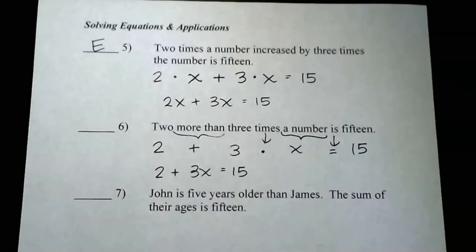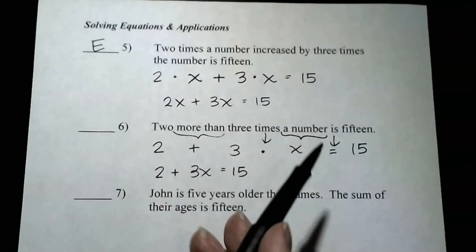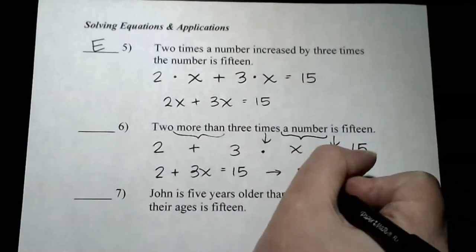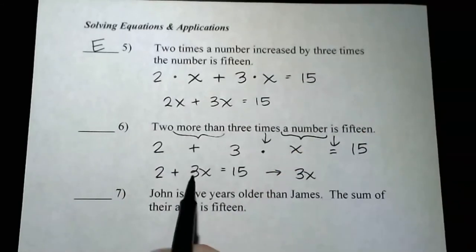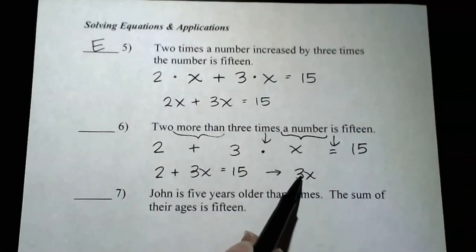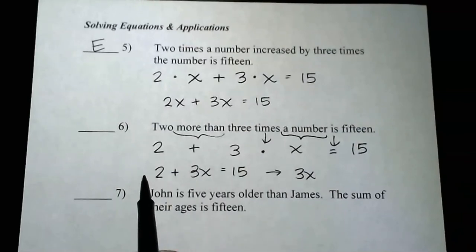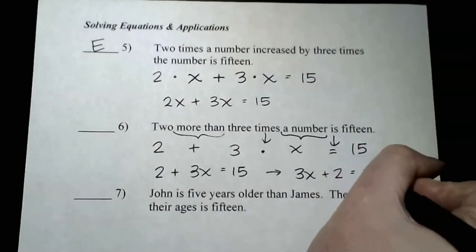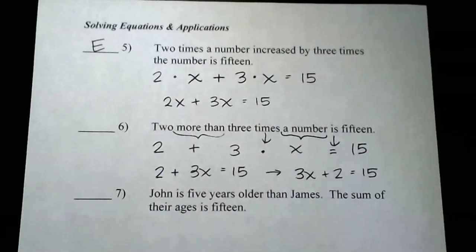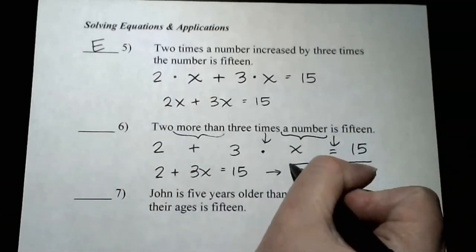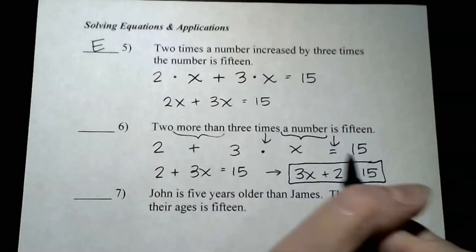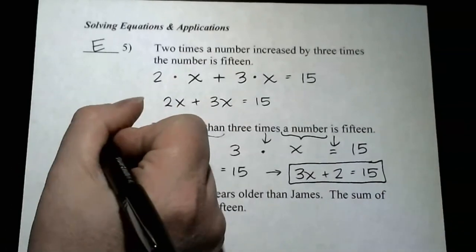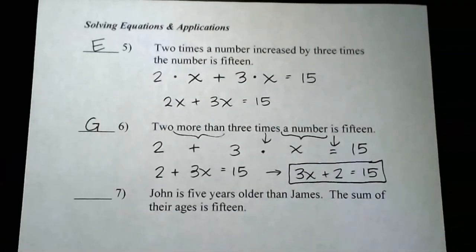I don't see that as a choice in my list because normally the x term comes first. So let's flip that around and make it 3x. It's positive, so it's just positive 3x plus 2. This is a positive 2. So 3x plus 2 equals 15 would be my final answer for this one, which is choice G.